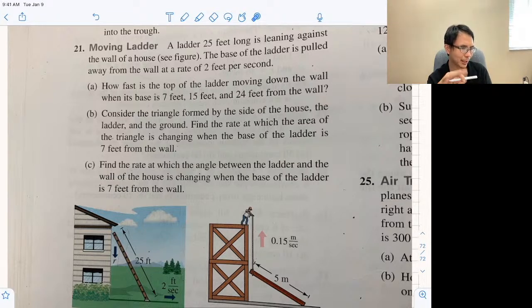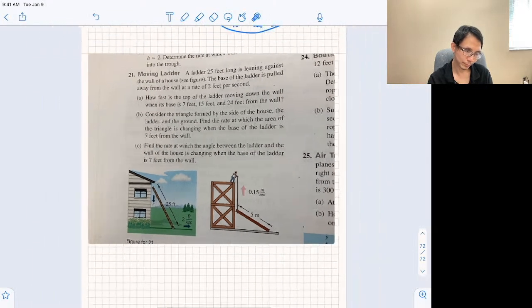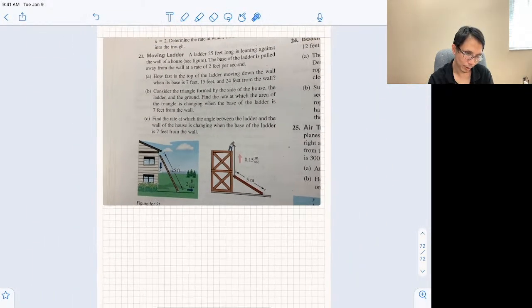I like part B and I like part C. Part C tends to be the most common one recently. On recent exams, they ask about angle changing more than anything else. So make sure you know the ladder problem for sure. The ladder is always a problem that's going to show up. So I should go over it.